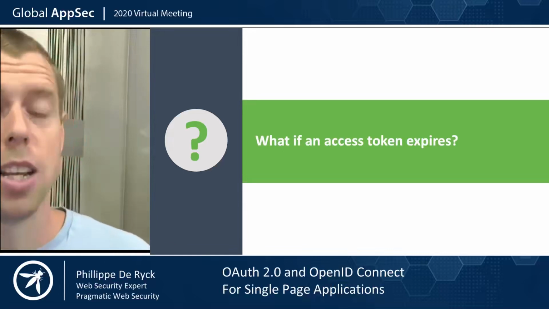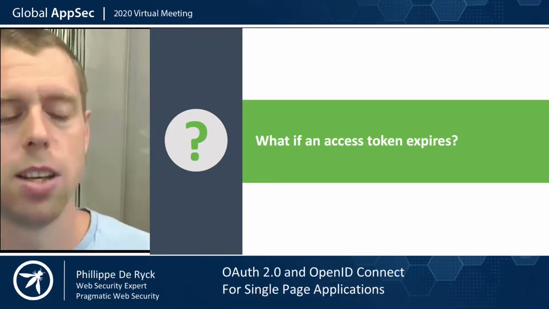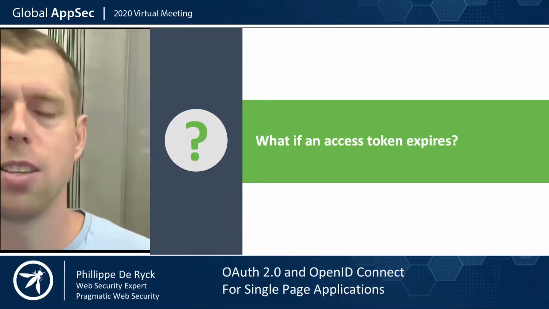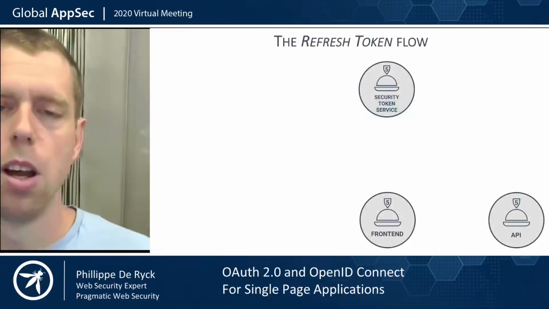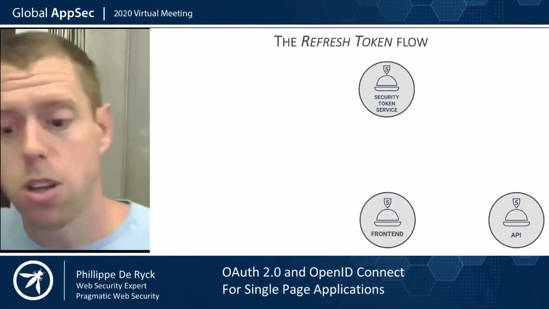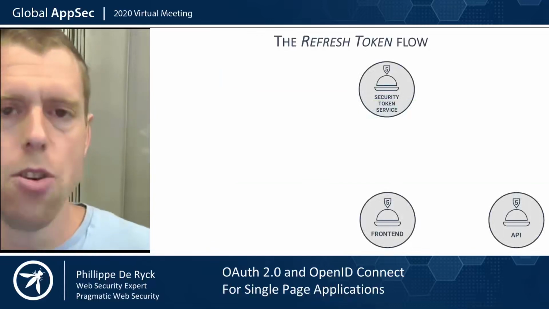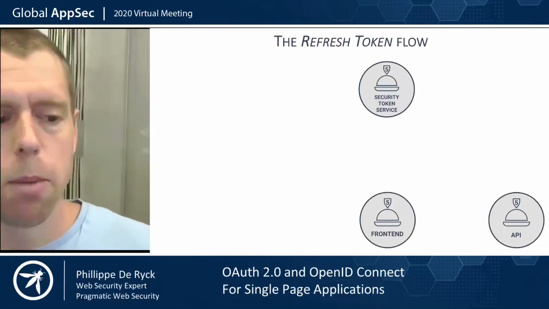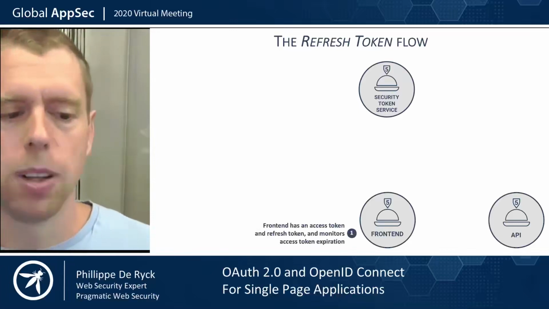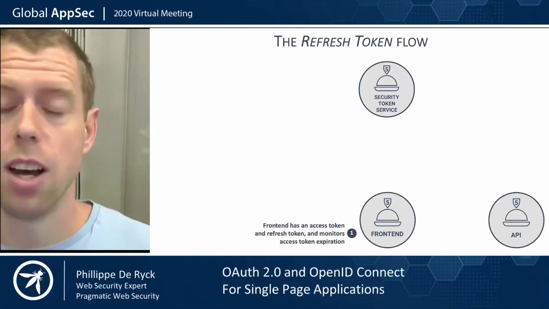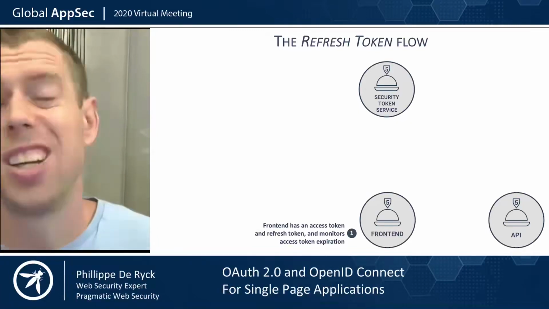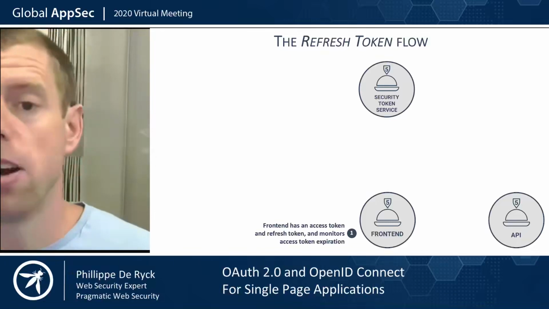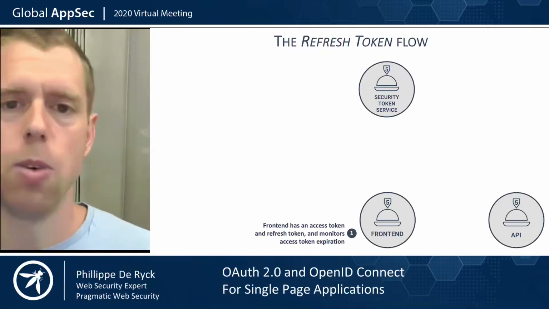That means that the access token will expire in 5 minutes, and that the front end will no longer be able to access that API. So how can we fix that? Well, that's where the refresh token flow comes into play. A refresh token flow allows us to obtain a new access token. The starting point for this flow is a front-end application that already has an access token and a refresh token. It can monitor when the access token expires, or it gets an error from the API saying this thing is expired. And that's when the front end kicks into action.